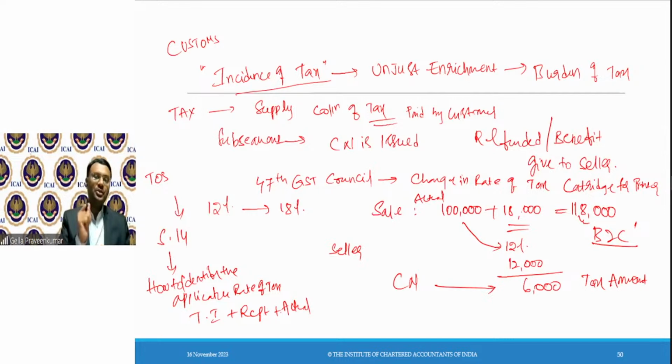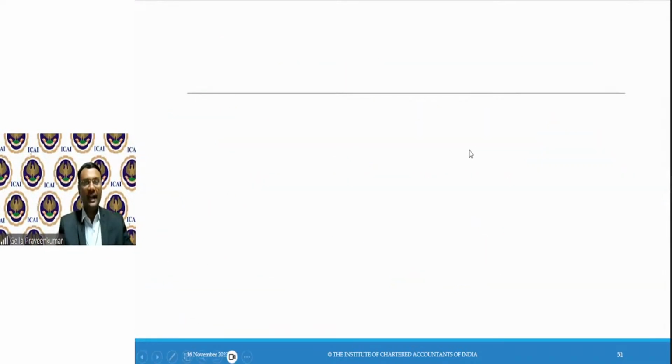How will you issue a 6,000 credit note when the incidence of tax has already been passed on? Did the customer come to you and say, Baba, you collected 18,000 instead of 12,000? In case you can establish that this incidence of tax has been passed on. Now, the question comes here, how do you prove that you have not passed on this incidence of tax? To answer that question, we refer to something called tax refund.